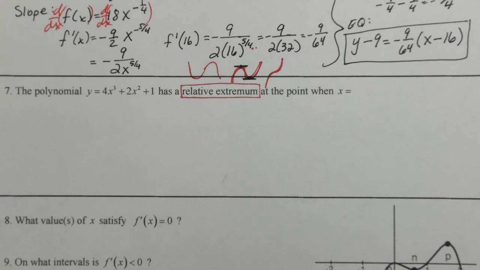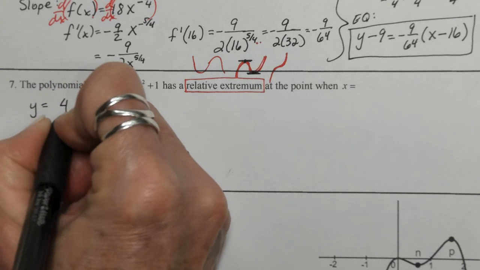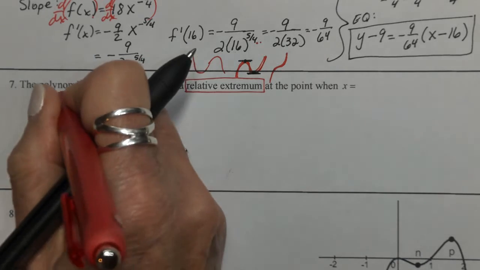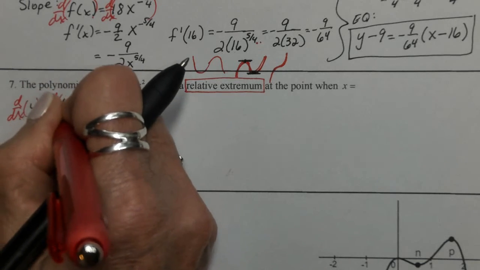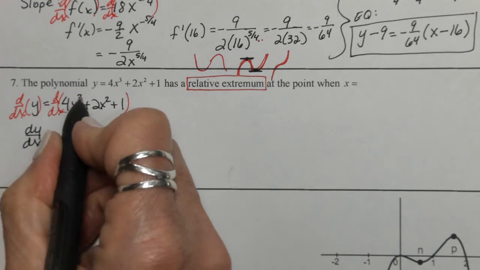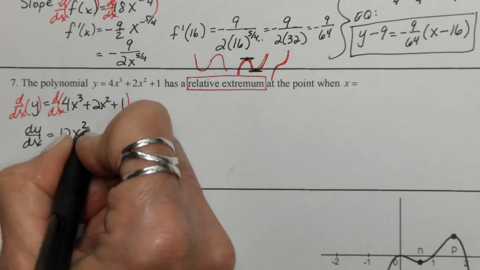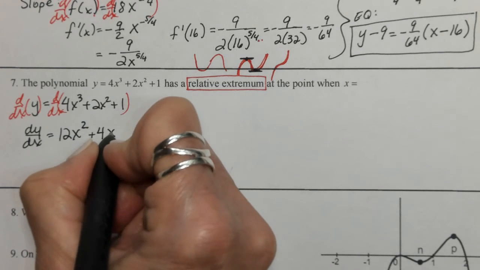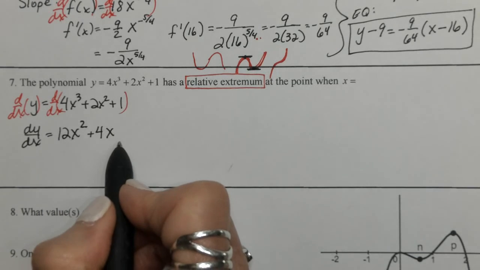Okay, so that's what we are going to do. I'm going to take my equation and take the derivative of both sides with respect to x, and get dy/dx is equal to, by the power rule, 3 times 4 is 12. Keep your x, reduce your power by 1. 2 times 2 is positive 4. Keep your x, reduce your power by 1. The derivative of 1 is 0.